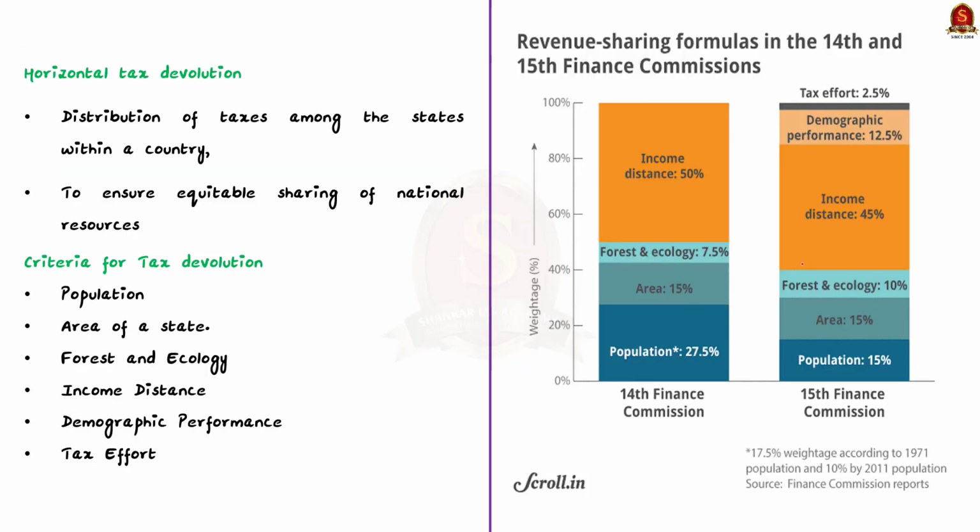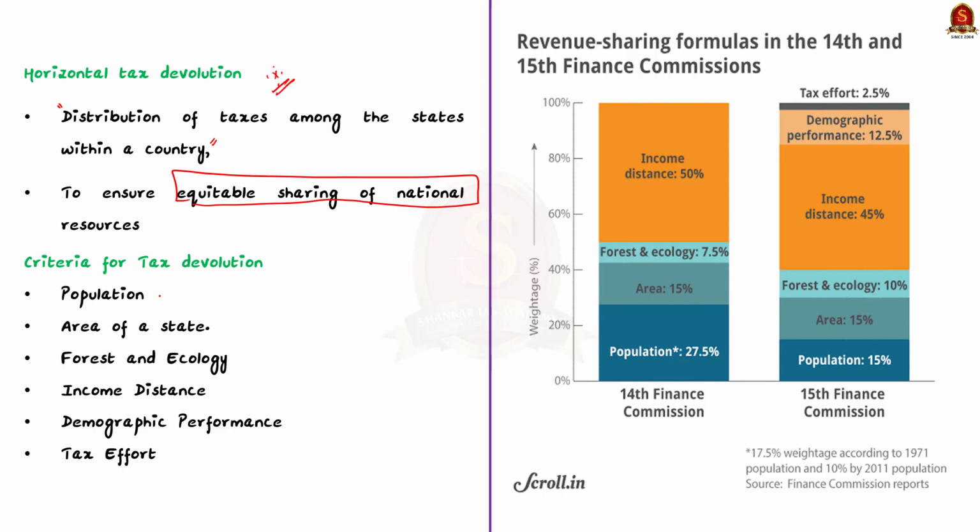For those who don't know, horizontal tax devolution refers to the distribution of taxes among the states within the country based on certain criteria. See, it is a method used to ensure equitable sharing of national resources, taking into account the various factors that affect the expenditure needs and revenue capacity of a state. Now, let us see the criteria.